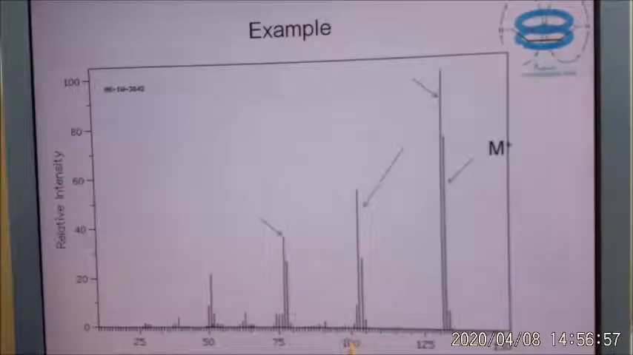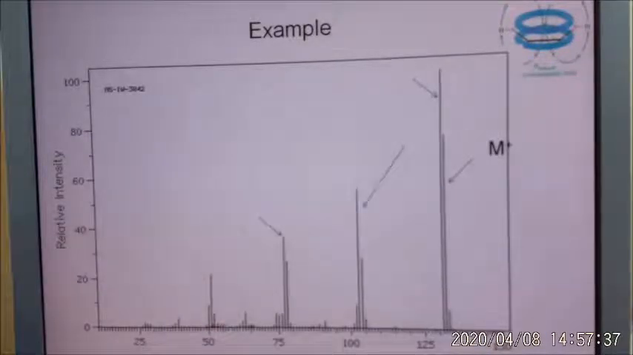103, right? So what's the difference between 132 and 103? That's going to be 29. So 29 is COH or C2H5. Well, if I suspect an aldehyde, then a COH might be good. So the 103 here might be whatever my molecule is where I cleaved off my aldehyde group.